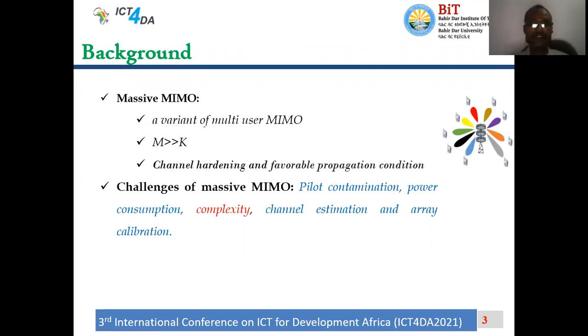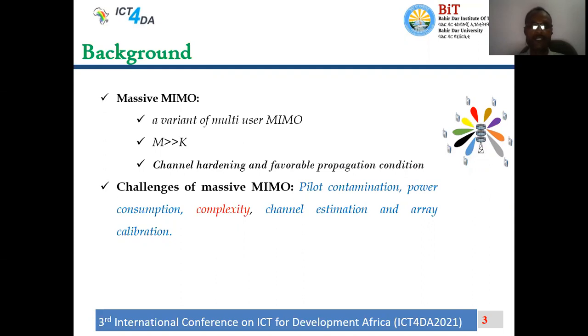Massive MIMO system is a variant of multi-user MIMO in which hundreds or thousands of antennas can be installed on a single base station serving a large number of users with the same time and frequency resource. In this case, the number of antennas installed on a single base station should be much greater than the number of users, and those users should have only a single antenna each.